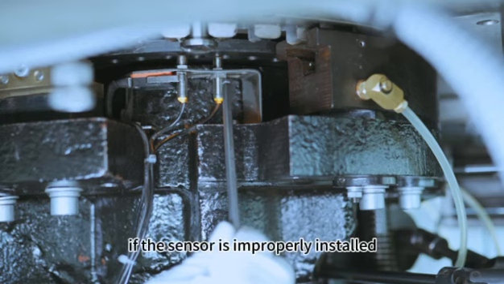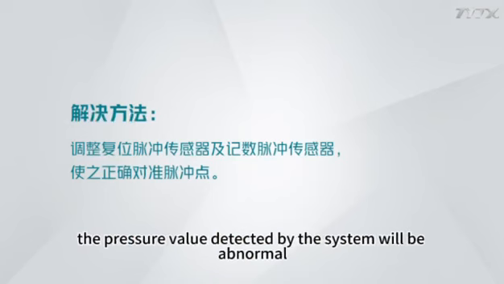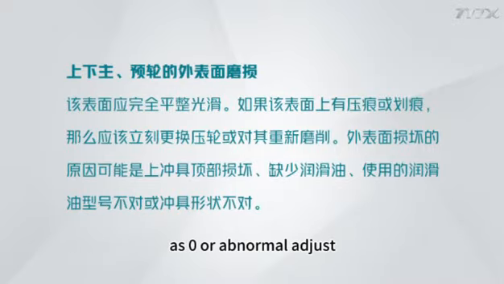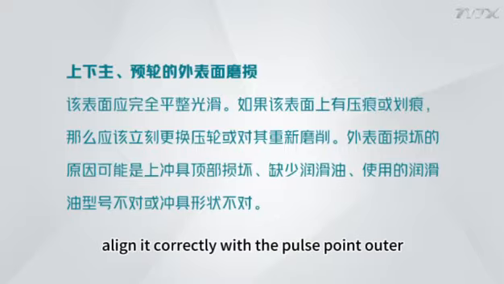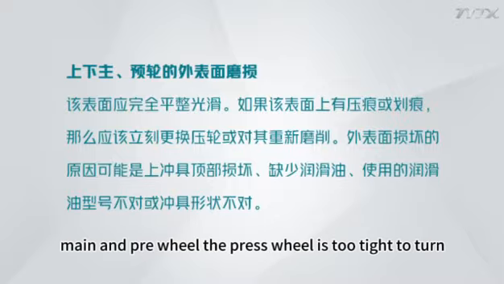If the sensor is improperly installed or not properly connected, the pressure value detected by the system will be abnormal, and the pressure value on the screen will be displayed as 0 or abnormal. Adjust the reset pulse sensor and count pulse sensor. Align it correctly with the pulse point. Outer surface of the upper and lower main and pre-pressure wheels.